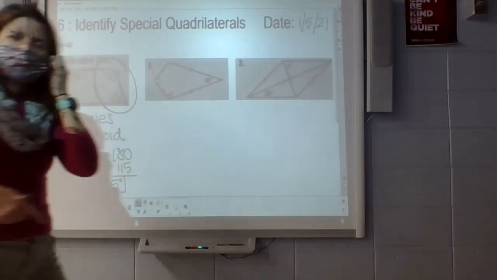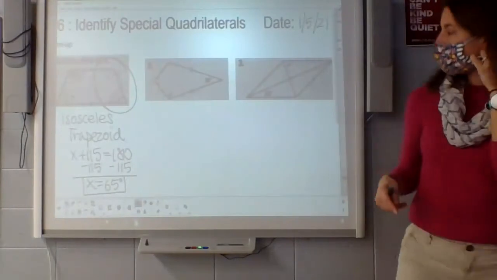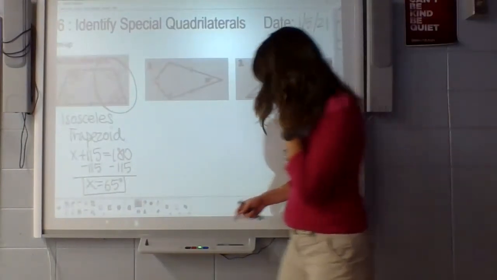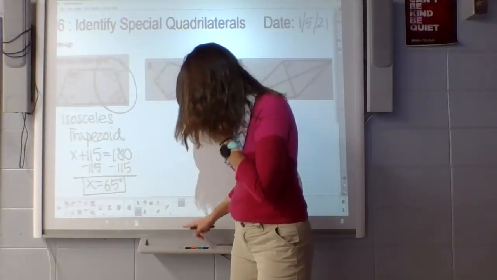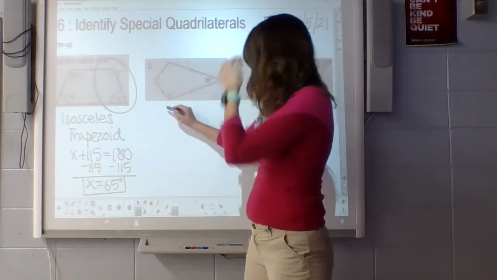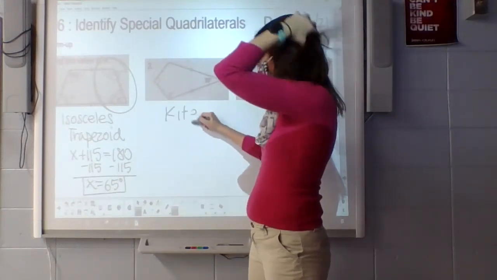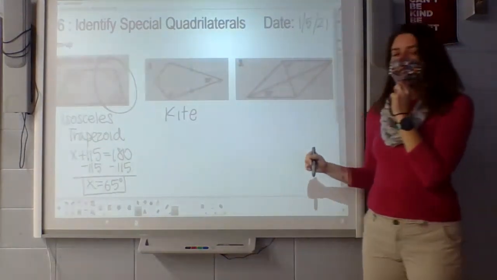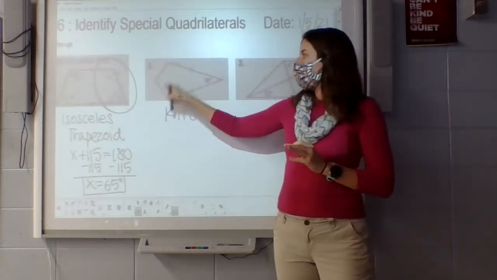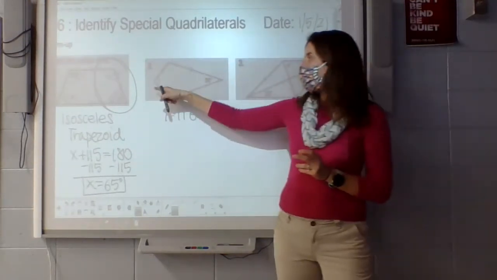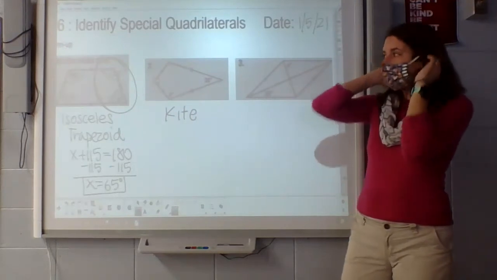What's our next shape? What shape is this one? The kite. So, the kite. Now, the reason we know it's a kite is because of the consecutive congruent sides. So these two are equal, those two are equal.